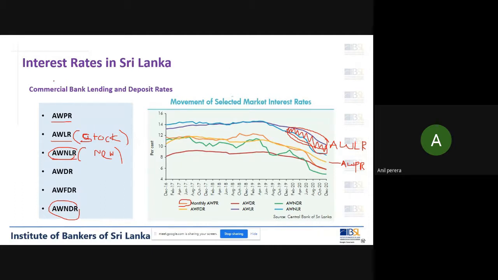So these first three are the lending rates, and then we have the deposit rates. First one, AWDR. What is the definition?